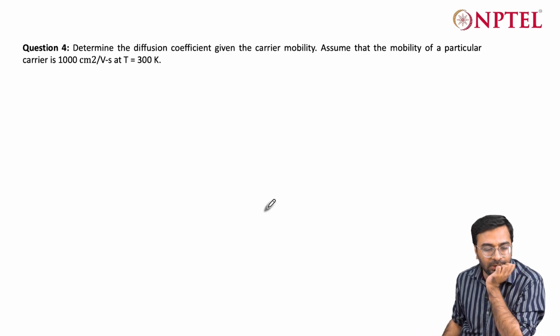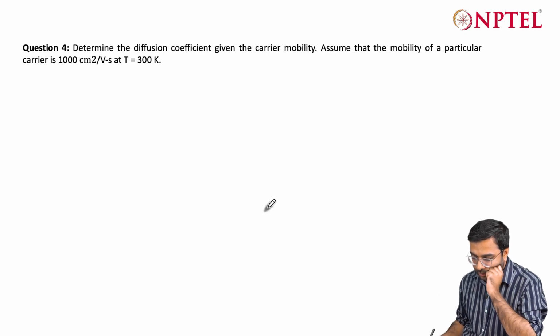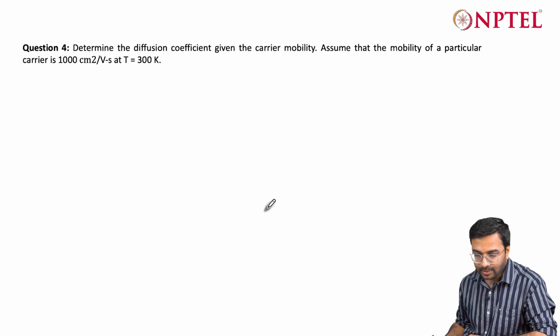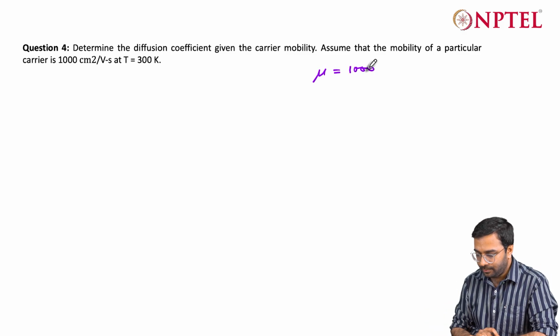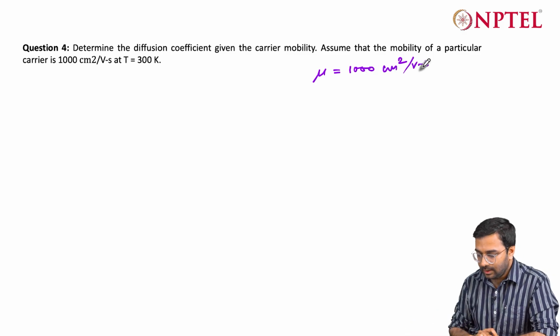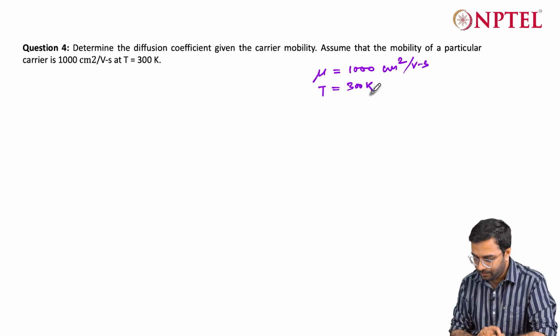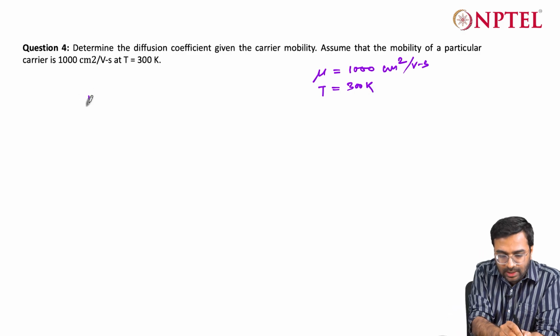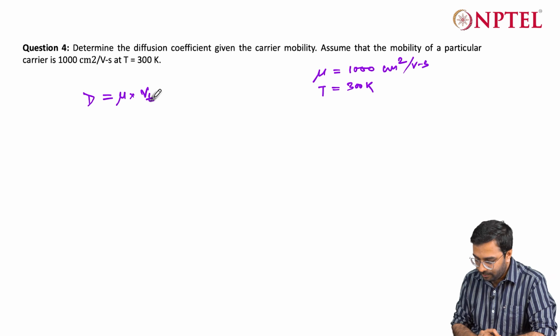Assume that the mobility of a particular carrier is 1000 centimeter square per volt second at T equal to 300 Kelvin, right. In this case also, you have the mobility value mu equal to 1000 and temperature 300 Kelvin, and we know that D is equal to mu into Vt, where Vt is the thermal voltage.